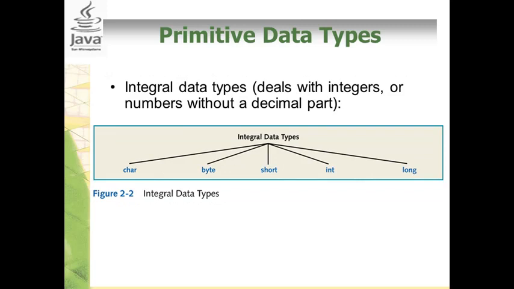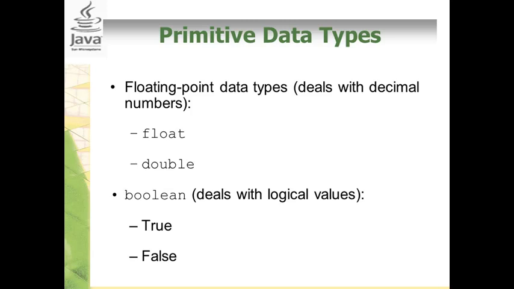For the integral data type, we have many more specific data types, such as integer, short, long, byte, and char. For the floating point data types, we have two specific data types. One is float, the other one is double. And for the Boolean data type, it is a data type that can contain only true and false. That means when you want to store something to a Boolean variable, the value should be either true or false, with that spelling.